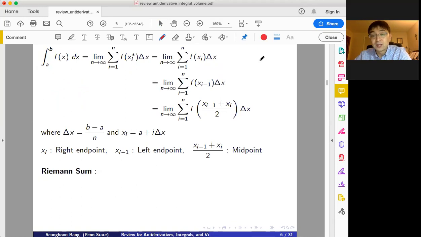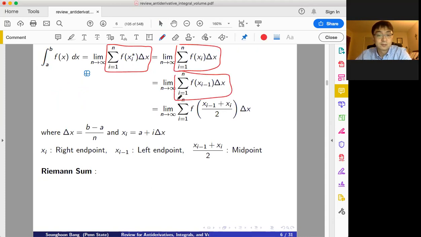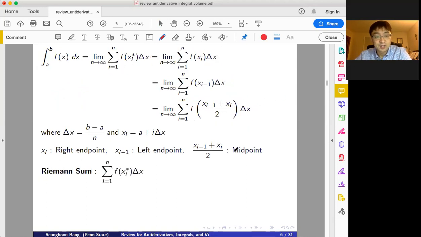So what's a Riemann sum? The Riemann sum is only this part. This portion we call the Riemann sum. This is the Riemann sum: summation i equals 1 to n of f of xi star times delta x.